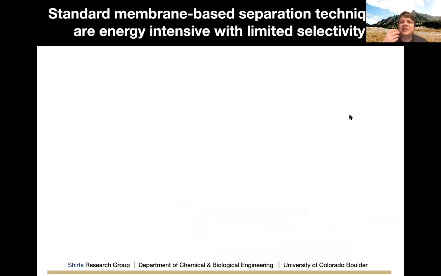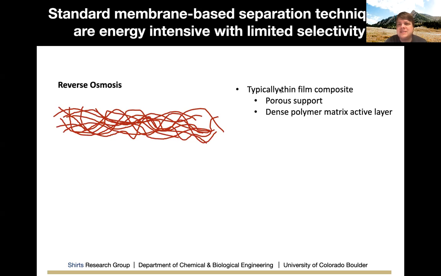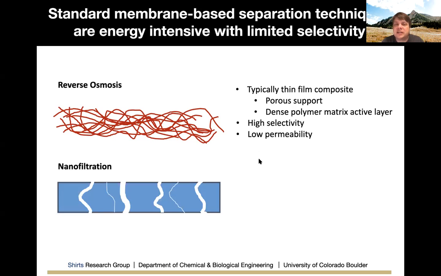All right, so standard membrane-based separation techniques are energy intensive with frequently limited selectivity. Reverse osmosis membranes are typically a thin film composite with a pore support and a very dense polymer matrix active layer. Now, these are generally highly selective because of the very small sizes you can get, but generally have low permeability and thus high energy needed.